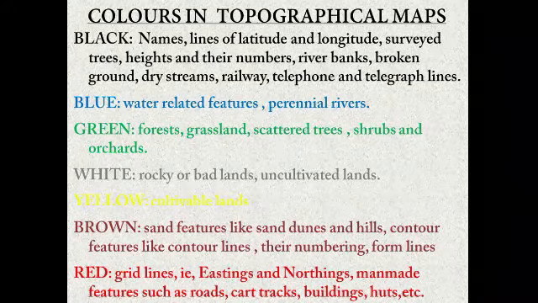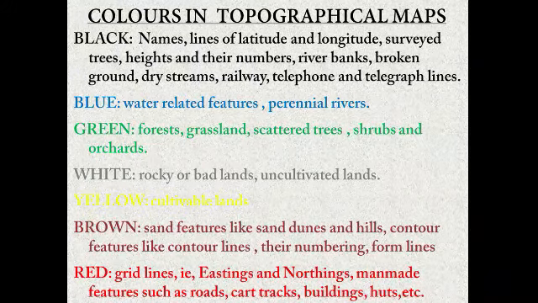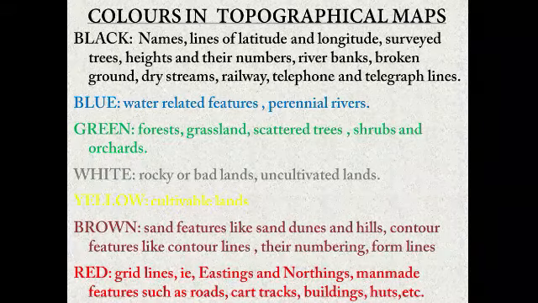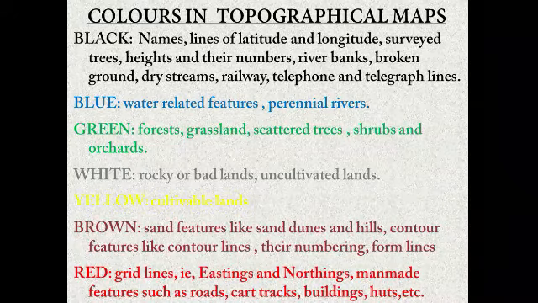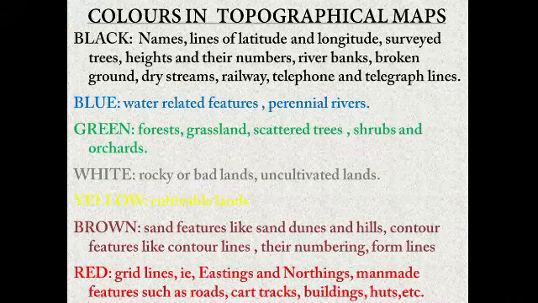Then black. What are the things we can see in black? Names, lines of latitude and longitude, survey trees, heights and their numbers, river banks, broken ground, dry streams, railway, telephone and telegraph lines. All these things you can see in the black color. And blue color represents water. Therefore, water related features and perennial rivers you can see in blue color.